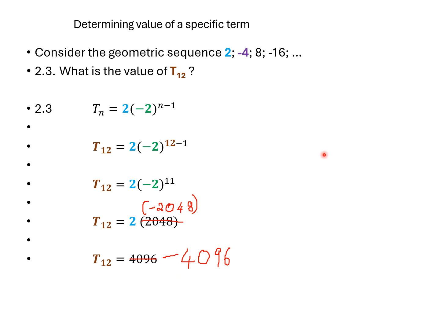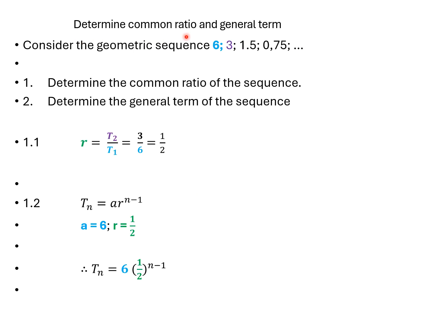Right, if we go to the next problem, determine the common ratio and general term. Consider the geometric sequence 6, 3, 1.5, 0.75. Determine the common ratio of the sequence and then determine the general term of the sequence. So again, common ratio, term 2 divided by term 1. So 3 divided by 6 equals half. And take note, I don't need to test if it's geometric. It states that it's a geometric sequence, right? So R there, 3 divided by 6 simplifies to half.